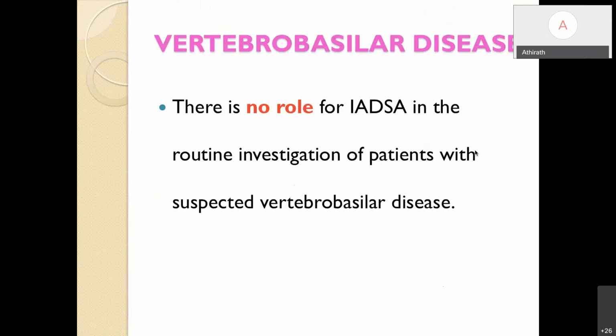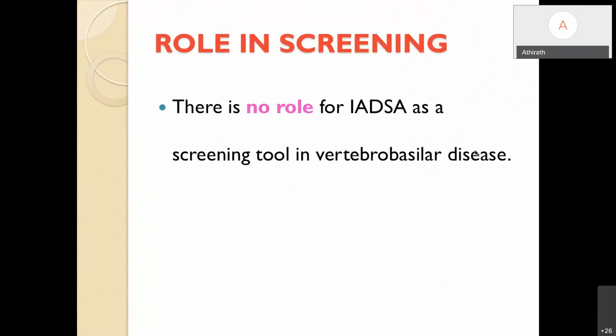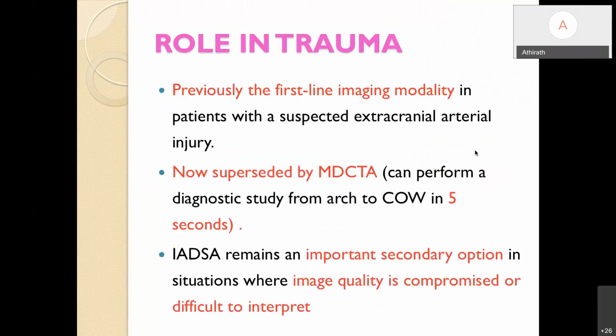Coming to the indication of vertebrobasilar disease, there is no role of DSA in vertebrobasilar disease. There is absolutely no role in screening also. In trauma also, it is not generally considered. Previously, it was the first line imaging, but as CT has come, this role has gone because CT you can perform in less than 5 seconds. But DSA remains a secondary option whenever image quality is compromised or the image is difficult to interpret.